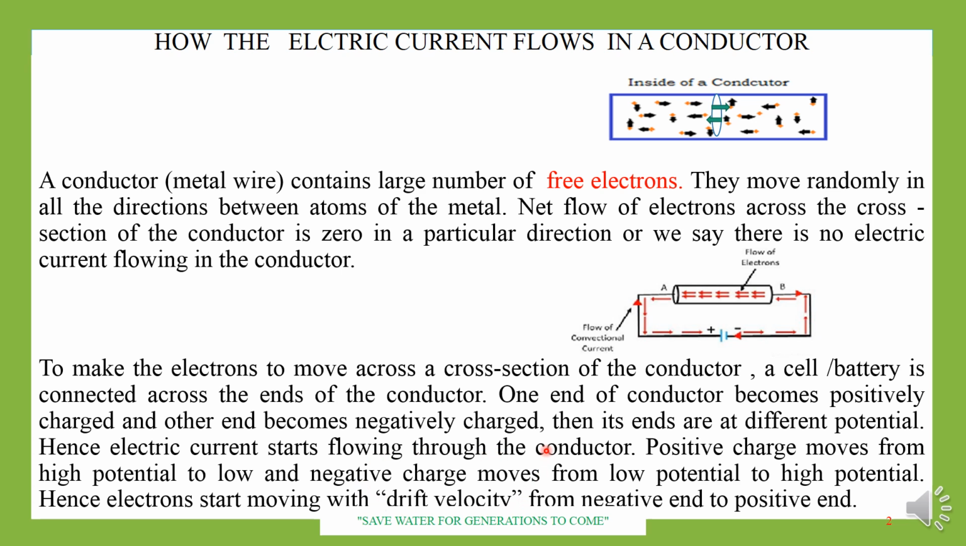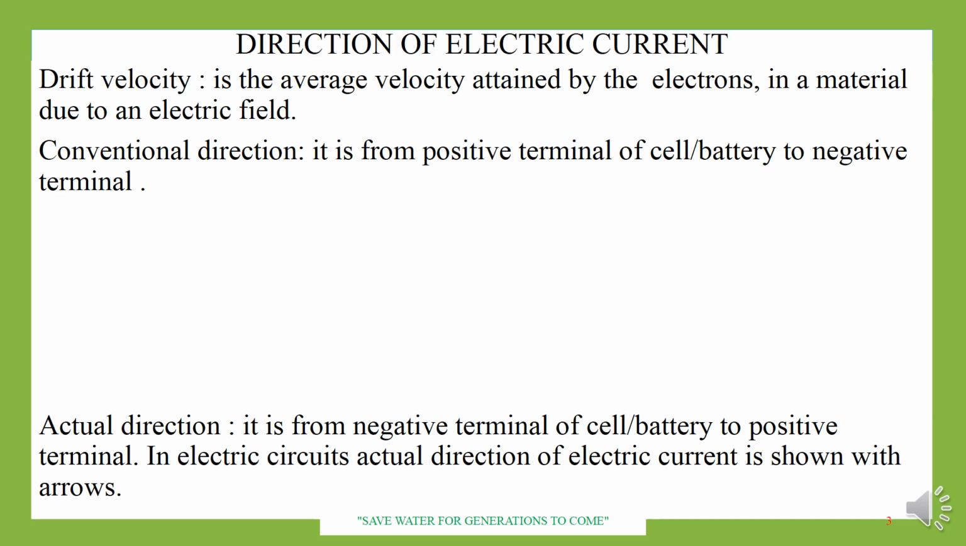We have discussed drift velocity. Now, what is drift velocity? Here you can see the two directions of electric current have been shown. This is from positive to negative, and second is from negative to positive. Why these two directions? So now, direction of electric current.